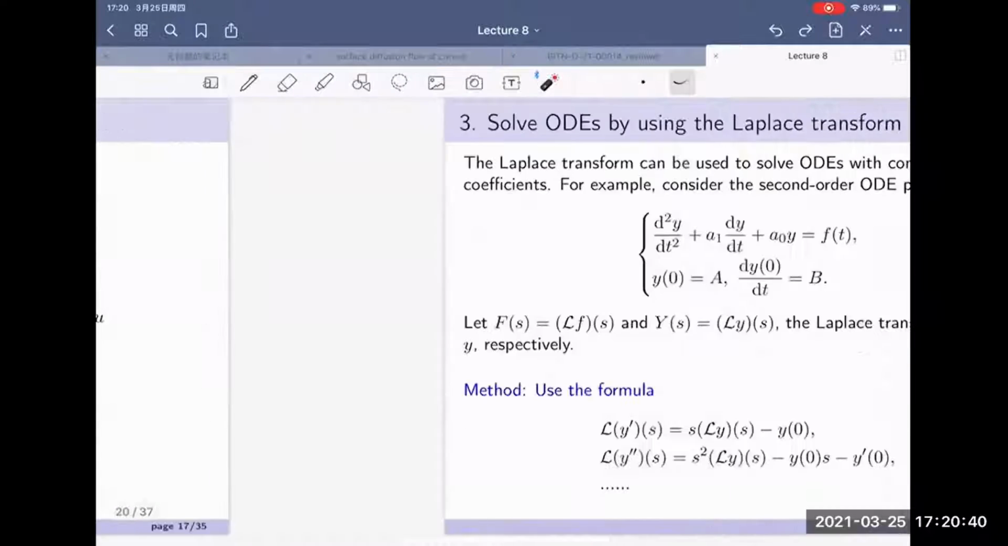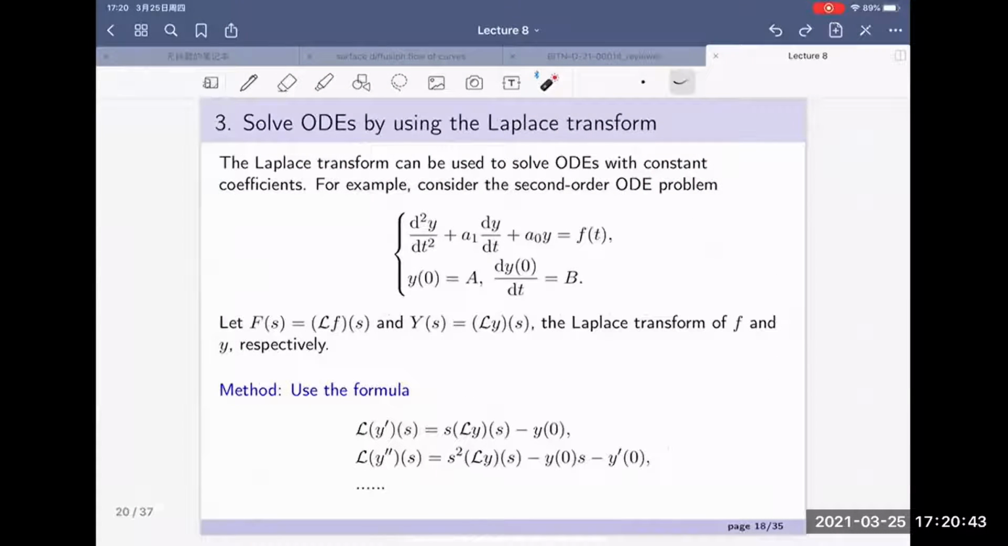So in the next half of this lecture, we will use these properties to solve differential equations. Let's have a 10 minute break, and I will continue to show you how to solve differential equations using the Laplace transform.